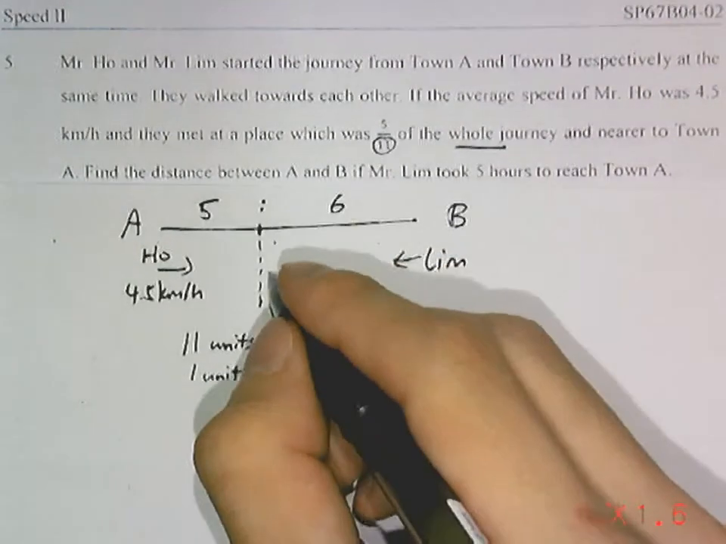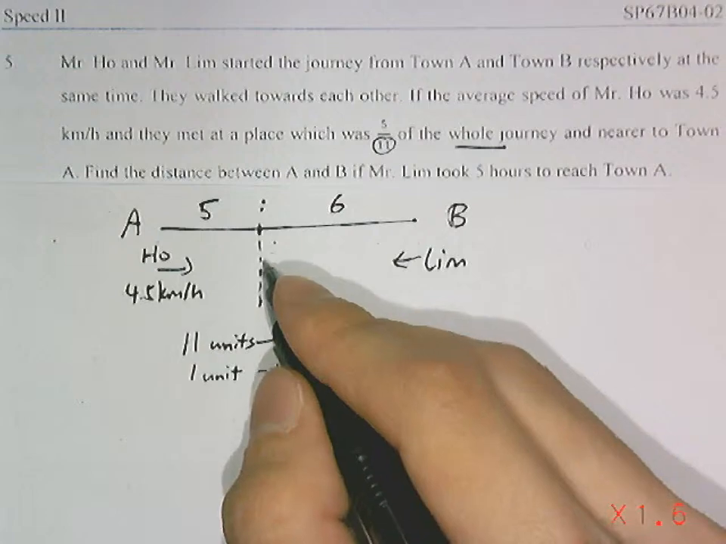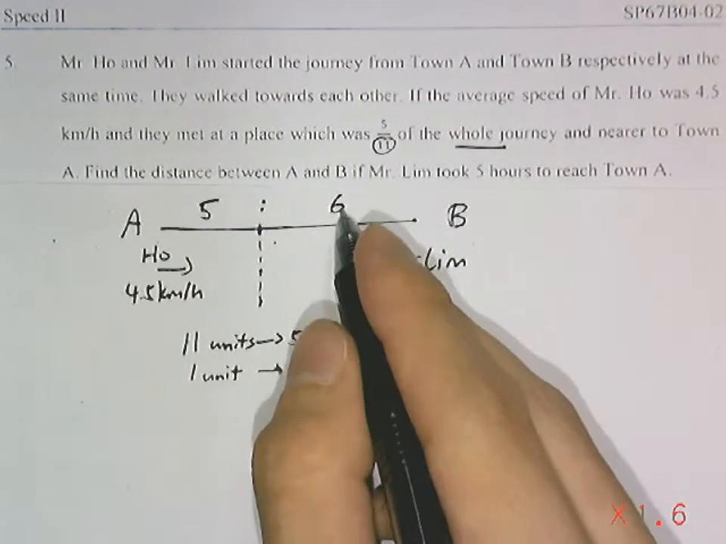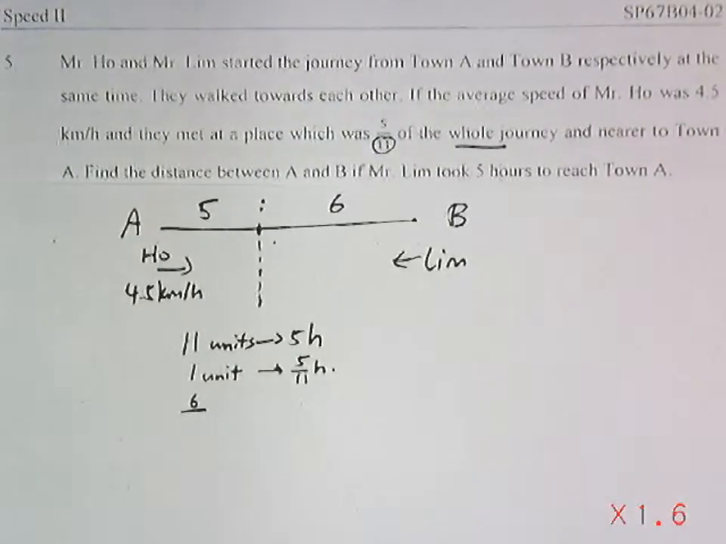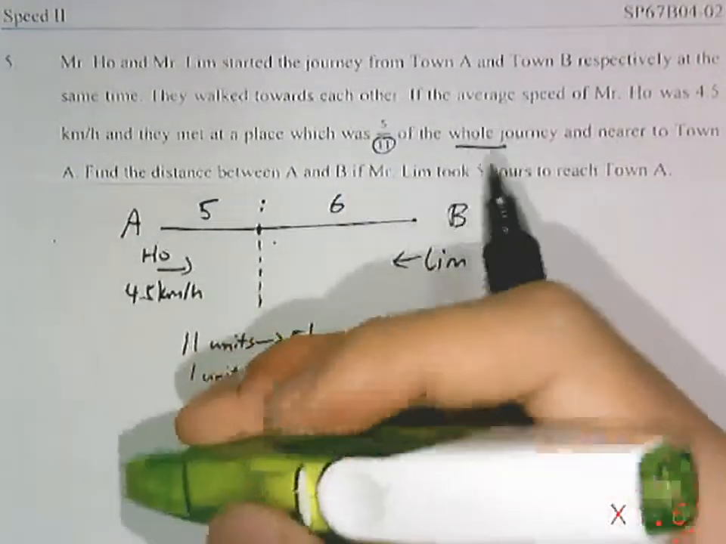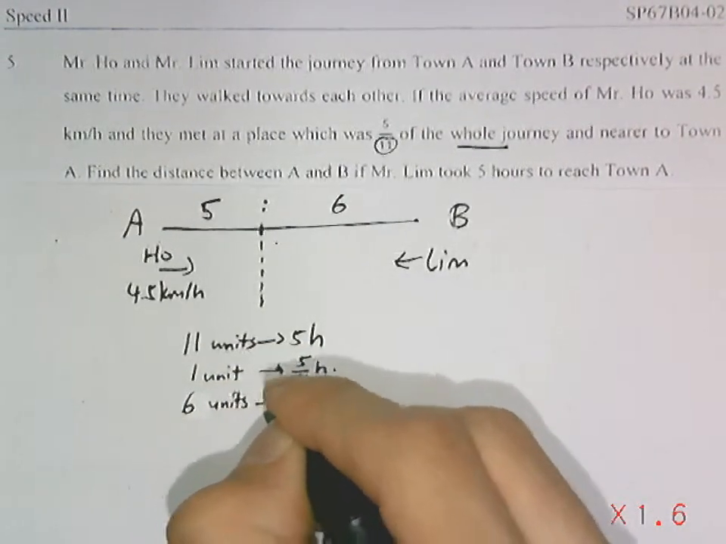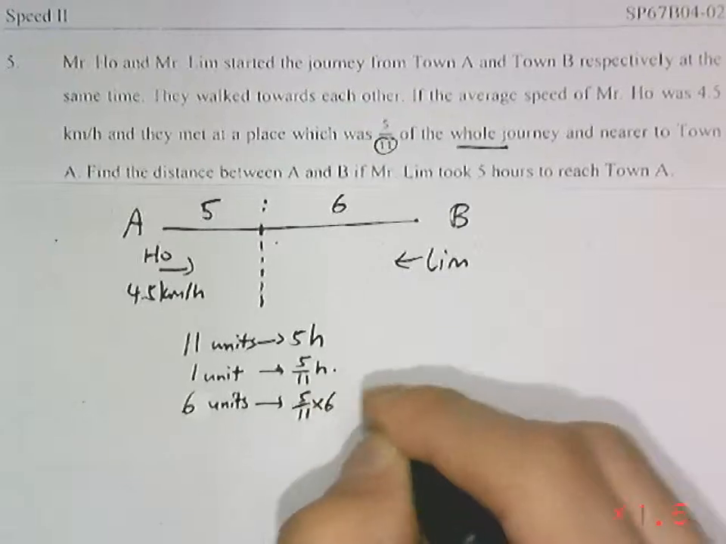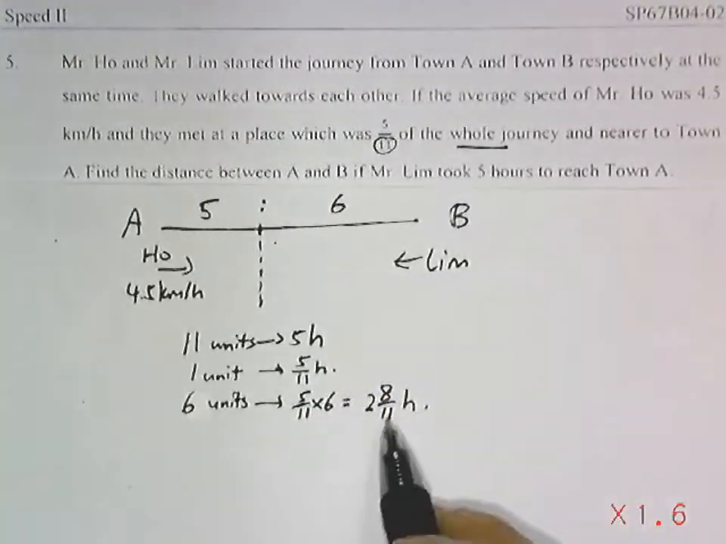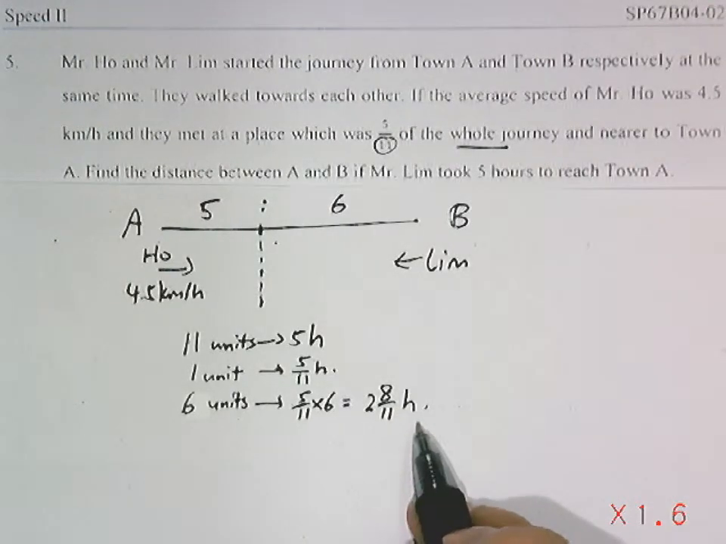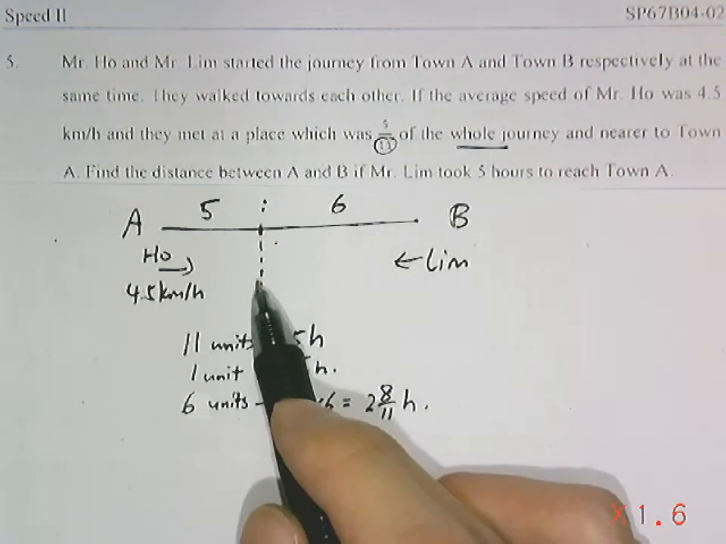Let's find out the time taken for Mr. Lim to travel from town B to this meeting point. So that will be 6 out of 11. So 6 units. Take this times 6. So 2 and 8 over 11 hours will be the time taken for Mr. Lim to travel from town B to this meeting point.